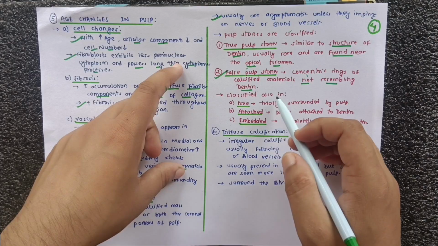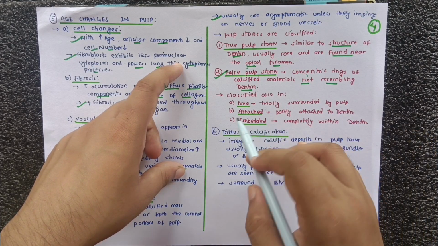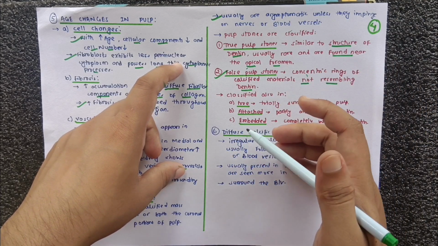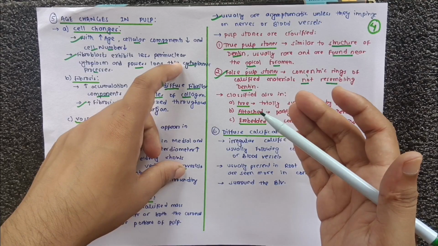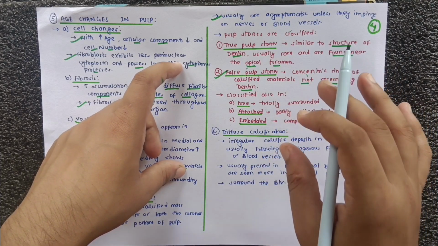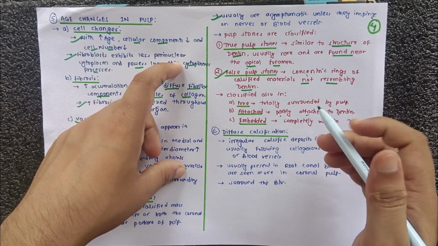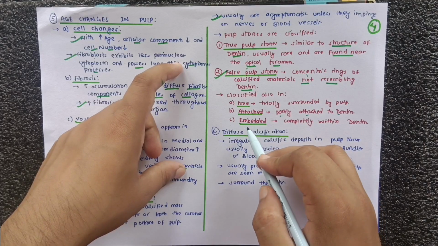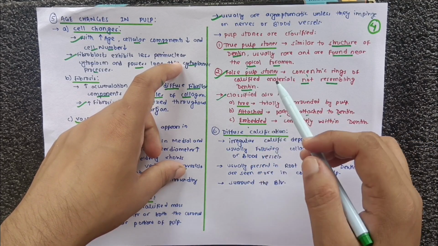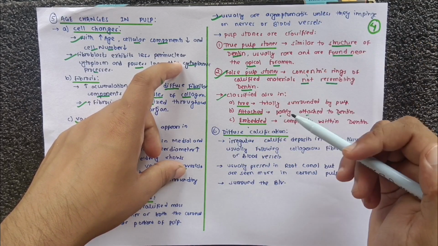Another classification is free, attached, and embedded. Free means it is totally surrounded by the pulp, so there is no dentine present around it. Attached means it is present in both the dentine and the pulp, partially attached to the dentine and partially attached to the pulp. Not just 50%, but just take it as a concept like that. Embedded means it is completely within the dentine. So: true pulp stone, false pulp stone, and another classification is free, attached, and embedded.